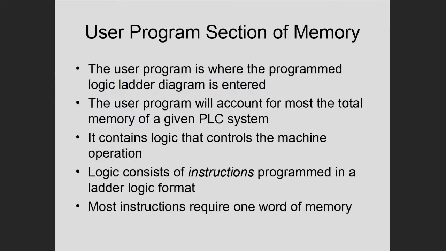So let's dig into each section. We're going to look at each of the three sections we talked about. Well, at least two of the three. So the first part is the user program section. That's the part where you write a program using those commands that we just talked about, examine if open, examine if closed instructions. And you have to store that program somewhere when you run it. Well, it's stored in the user section of memory. I'm not going to read it to you, but basically just know it's where your program is stored.